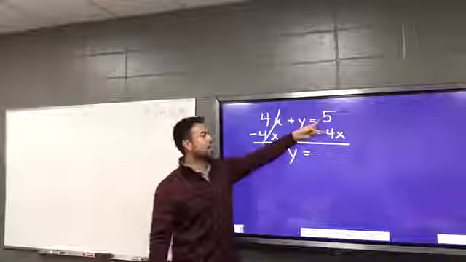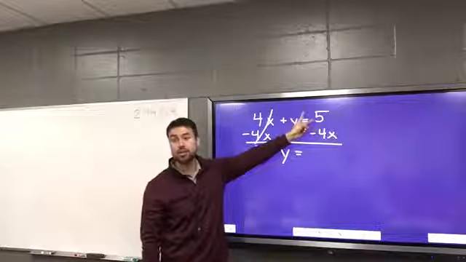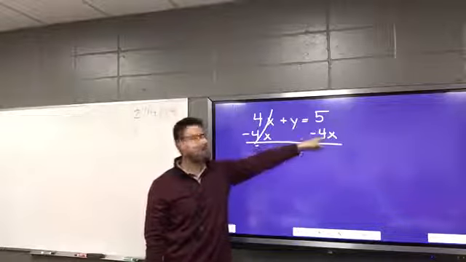Okay, these are not like terms, but I have to write them in a certain way to get slope-intercept form. Does anyone know how to write it? Slope-intercept form. Should I do 5 minus 4x?